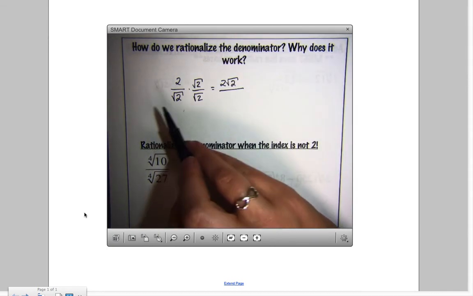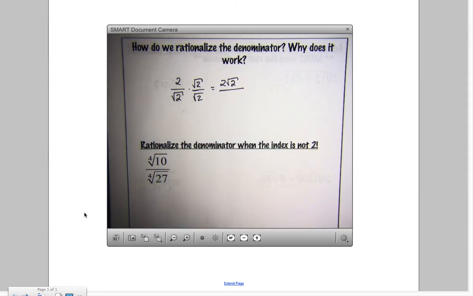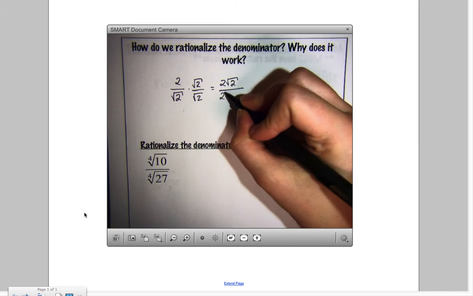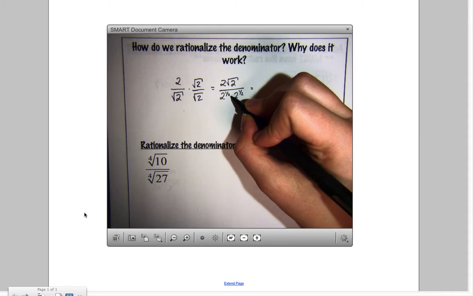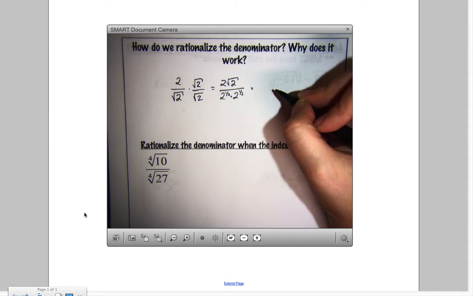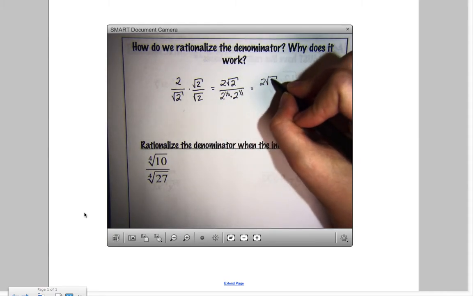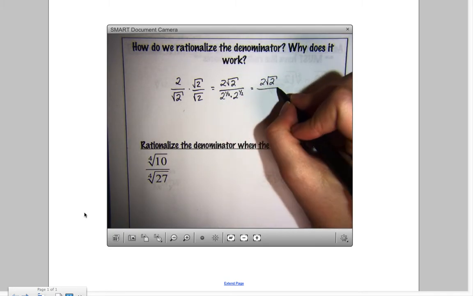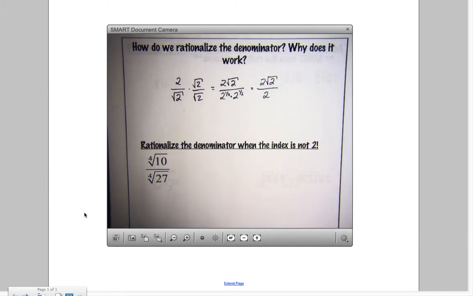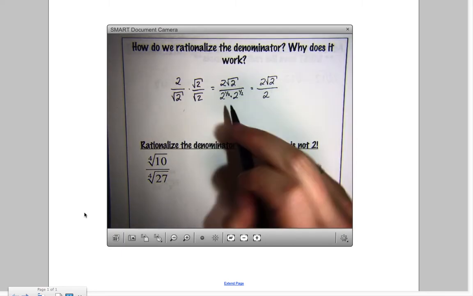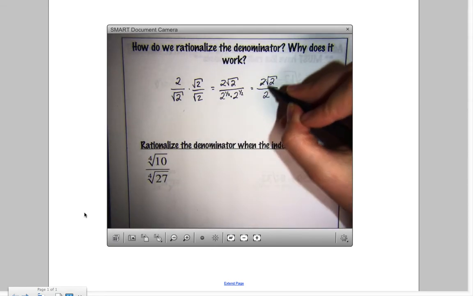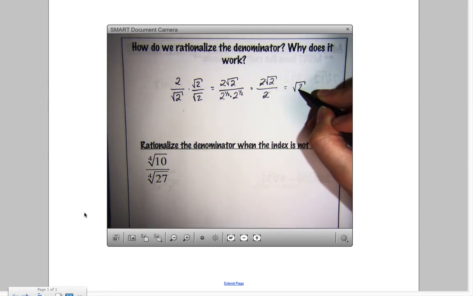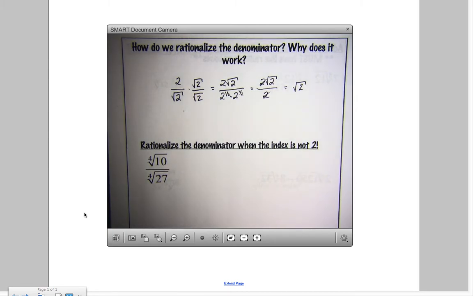In the denominator, let's think about this being rewritten with rational exponents. So the square root of 2 is 2 to the 1/2. When I'm multiplying these, I'm adding the exponents. So I end up with 1/2 plus 1/2, which is just 1. That's why the radical goes away, because these exponents are adding to 1, so I'm just left with 2. And then, of course, you can simplify those, and you're just left with the square root of 2.